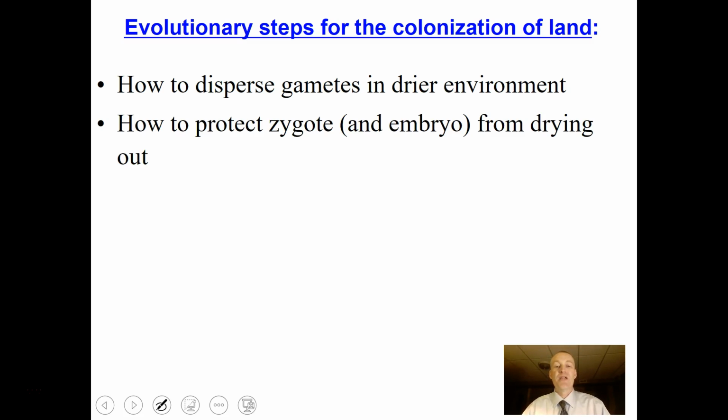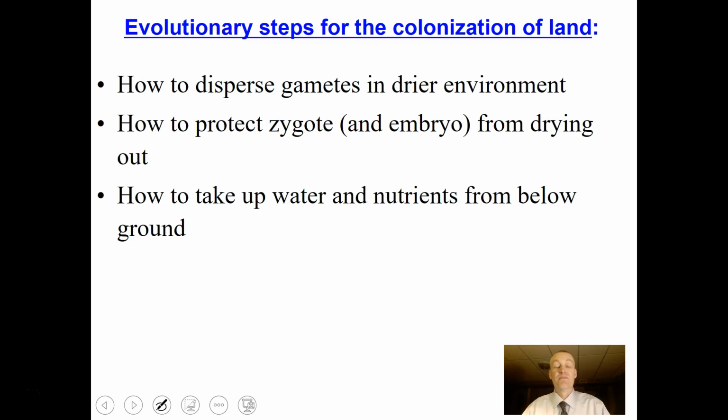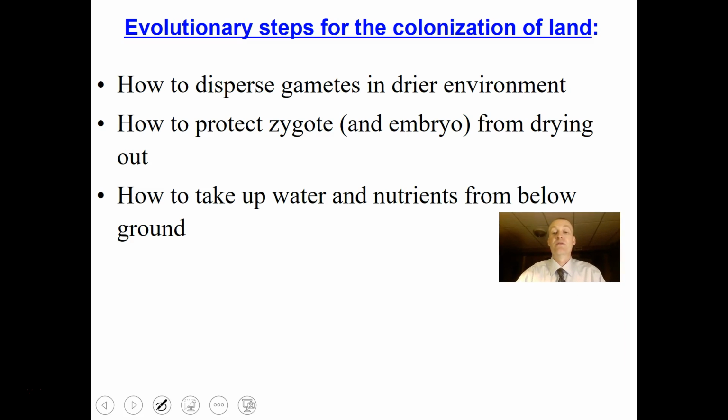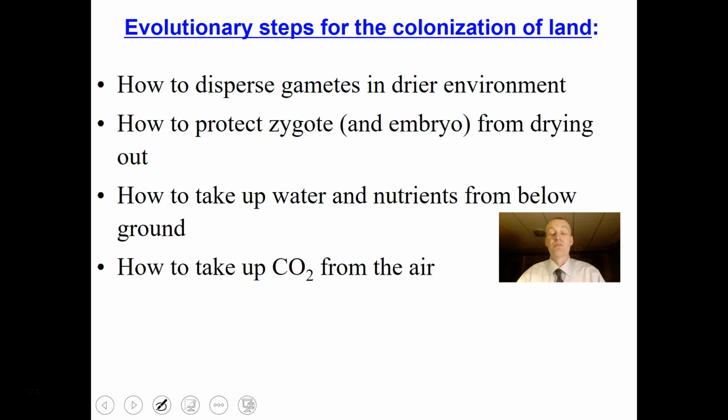So how do you protect the zygote from drying out? This was another thing that had to be overcome. How do you take up water and nutrients from below ground? Because before, plants were getting water and minerals directly from the water they were sitting in. How do you get carbon dioxide from the air? Remember, aquatic plants take up carbon dioxide directly from the water, but modern day advanced land plants don't do that.